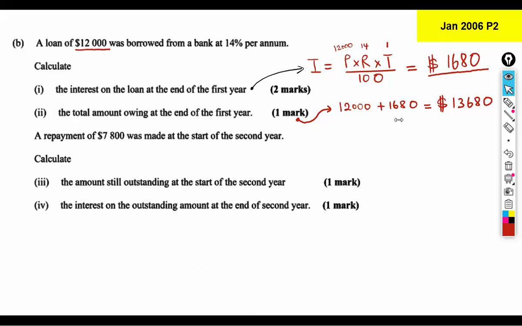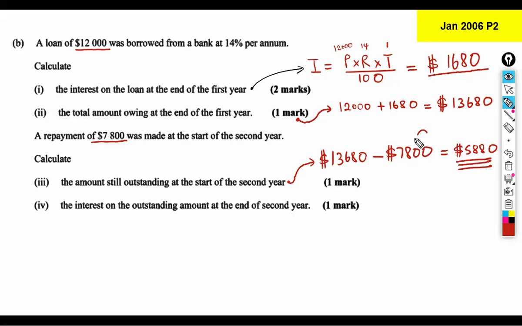You are owing the bank $13,680, and you say, all right, I have $7,800. Let me pay that. So you owe the bank 13,680, and now you pay off this, right? This is how much you owe the bank now because you were able to pay off that.